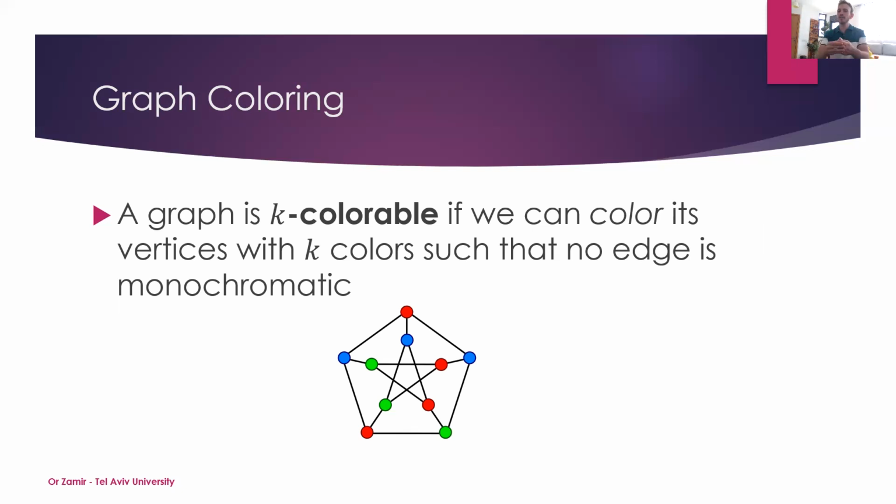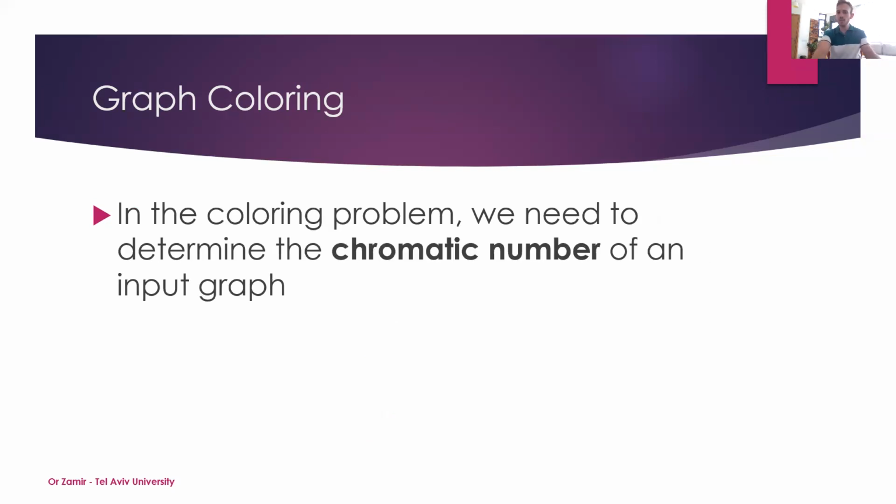This means that we assign to every vertex a color, let's say a number between 1 and k, such that no edge is monochromatic. This means that no edge connects two vertices that were assigned the same number, that are colored by the same color. So if we can do that with k colors, with numbers between 1 and k, then we say that the graph is k colorable. And the general graph coloring problem is to compute the coloring number or chromatic number of a graph. This means that you are getting an undirected graph and you want to compute the minimal number k such that this graph is k colorable.